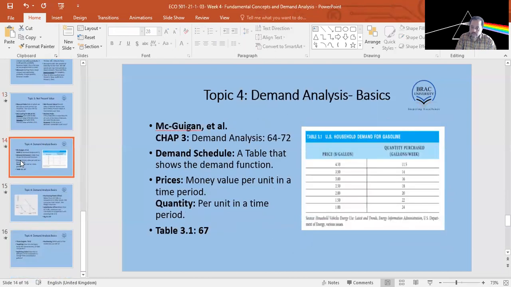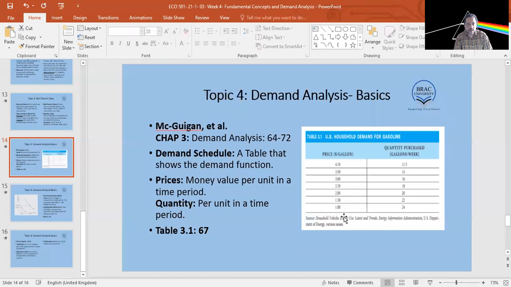And over here, although this is not in our topic 3, but just to introduce it, we are looking at a demand schedule, which is table 3.1. Yes, it's in pages 64 to 72. The demand schedule means just a table. Okay, table is nothing but what it is doing.